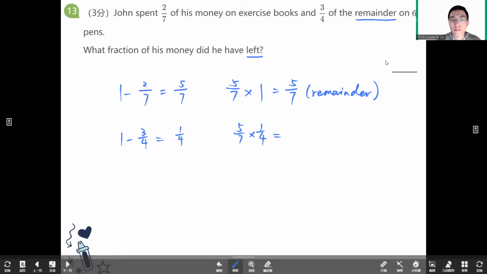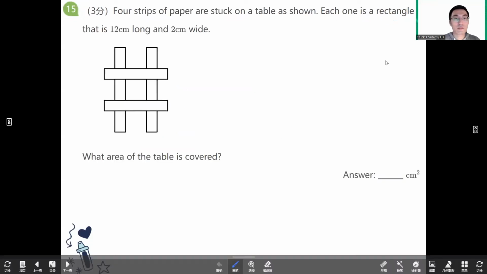And this will be the fraction of the money left. This is why I wrote this 5/7 multiplied by 1. And this is the answer, actually, 5/28. This is the fraction of the money John has left. Okay. And that's question number 7. Let's move on to question number 15.